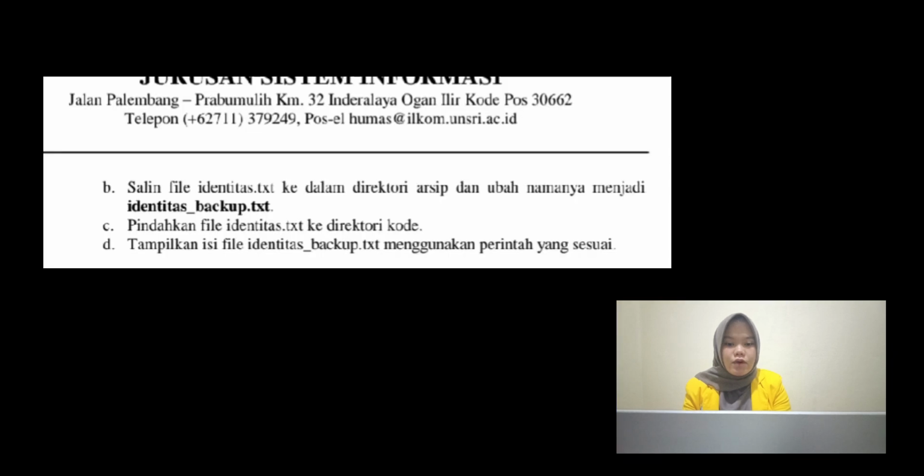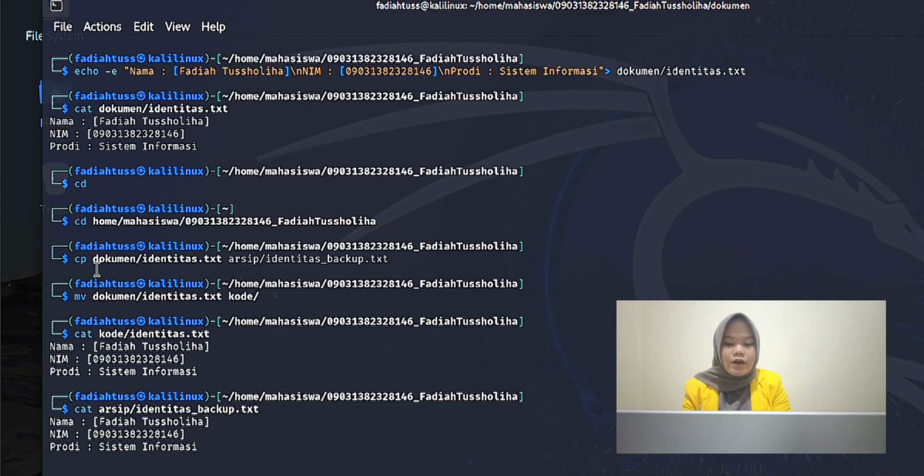Furthermore, at point C, we are asked to move the identity.txt file to the code subdirectory. Then, just run the mv command as follows, where mv itself is a command to move files or directories. Then we type the source file, namely identity.txt, and the destination to be moved. In this case, we move it to the code subdirectory. With this command, the identity.txt file and its contents are moved to the code subdirectory. We can check it with the cat command.